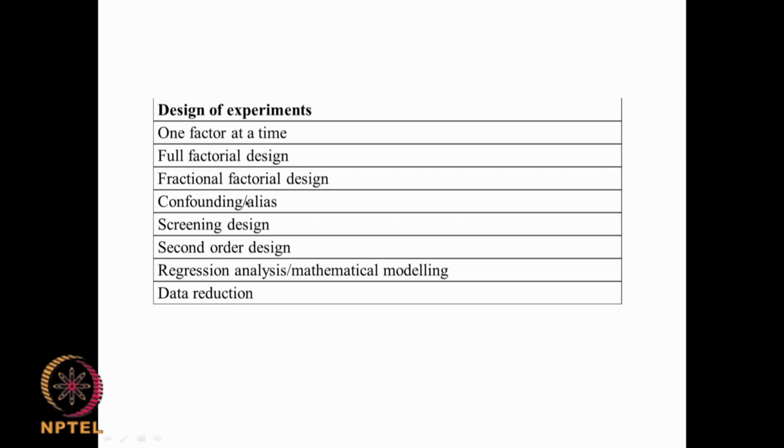Then we are going to talk about what is this confounding and alias, and how does confounding affect when you start doing the design of experiment. Then there is something called screening designs, and that is initially you start looking at a large number of parameters and carry out experiments, that is called screening designs. Then you come to second order designs, that means non-linear type of designs. Then once you collect the data from the design, you do a regression analysis, mathematical modeling, then finally you go into data reduction. That is the second part of the course. The first part is biostatistics, second part is design of experiments.